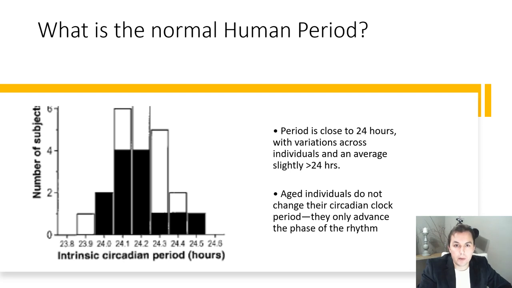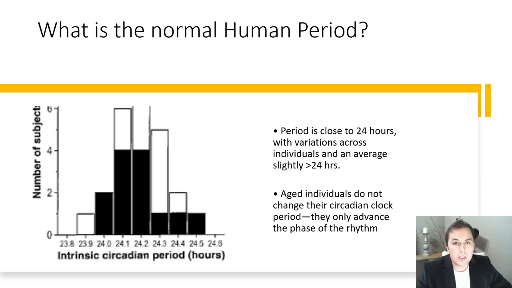The consequence of the fact that we have a slightly longer period is that if we're not exposed to light on a daily basis, our natural internal clock will drive us to have a slightly increased delay every single day, maybe as little as 20 to 30 minutes. If we are not exposed to light in the morning, this will continue to drift and lead us to have trouble getting to sleep at night and waking up in the morning as we would like to.